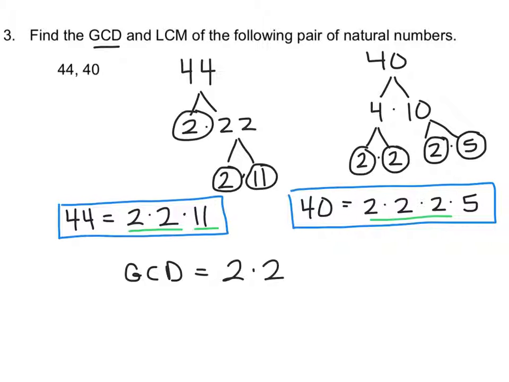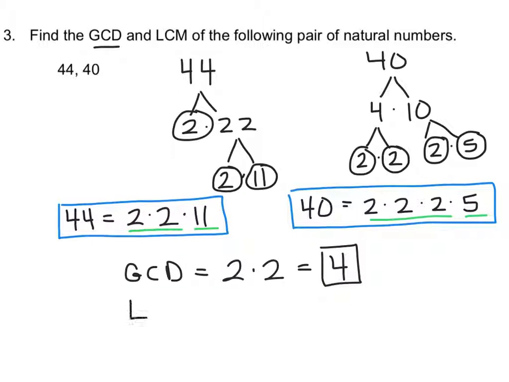Next, I'll look at the factor 5 in the number 40. 44 doesn't have the number 5 in common, so I'm not going to write that down. The only thing that both numbers have in common are 2 2's. So that tells me that the GCD is 2 times 2, which is 4. So the GCD is 4.